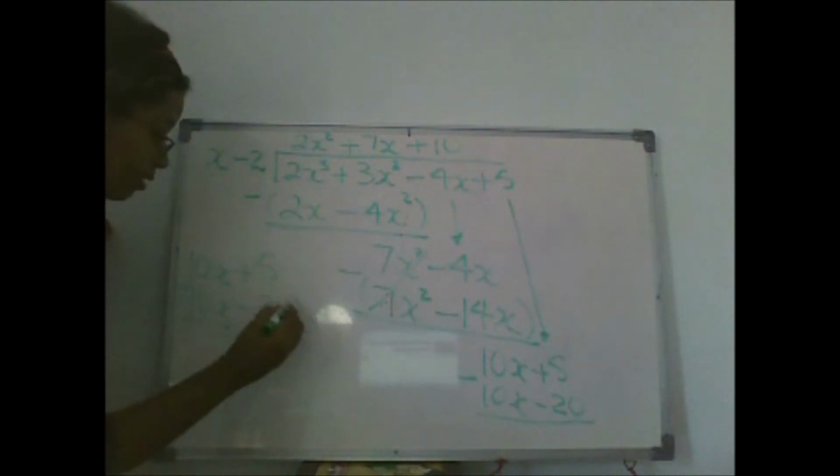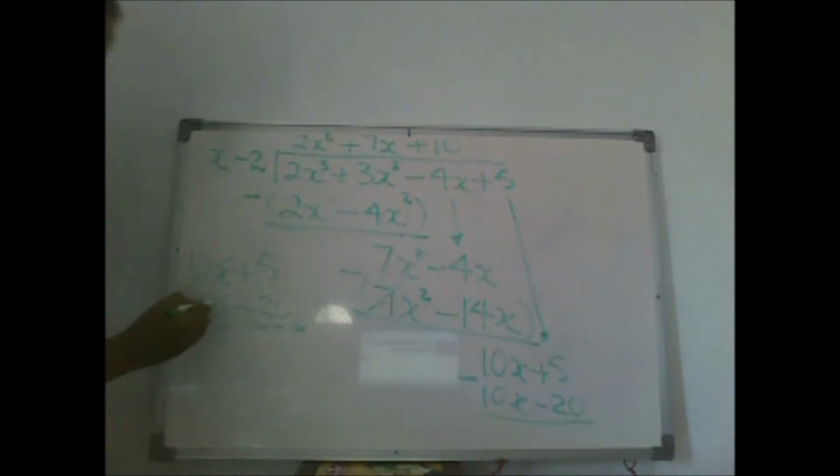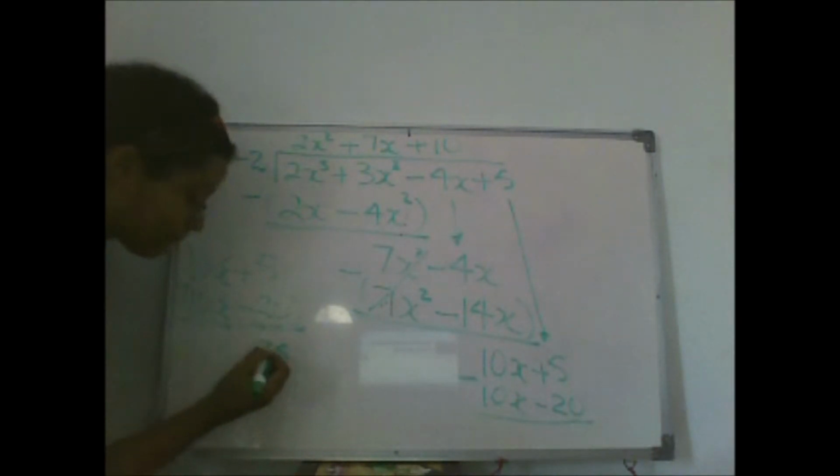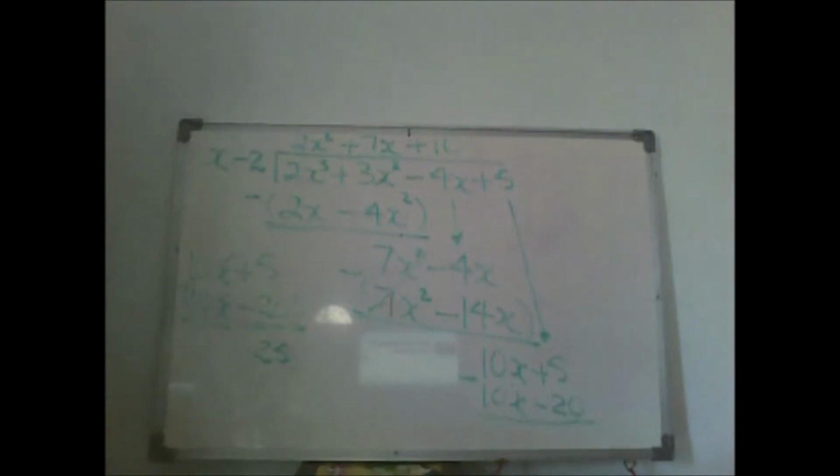So 10x minus 10x gives us 0. And we have 5 minus a negative 20. My bad. Yeah, 5 minus negative 20. The answer is 25. So this is 25. Because I actually ran out of space, this would be the remainder.